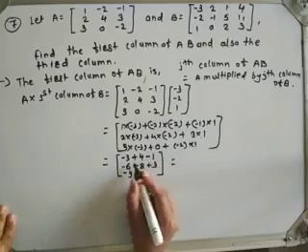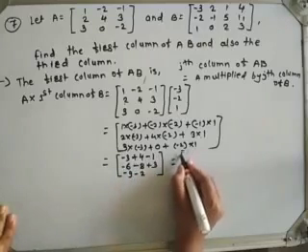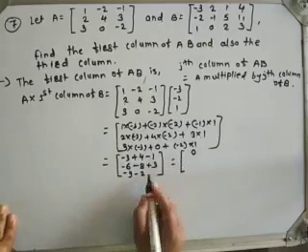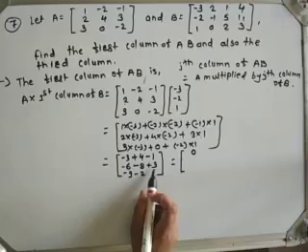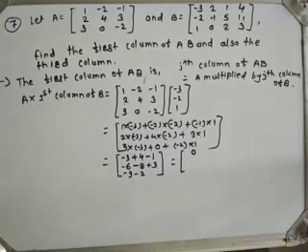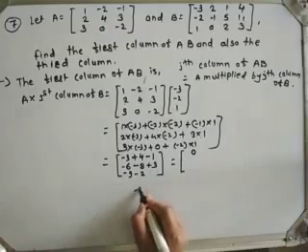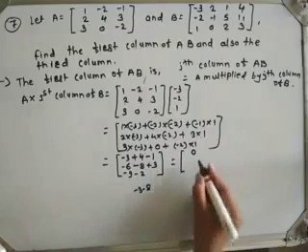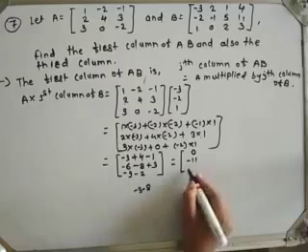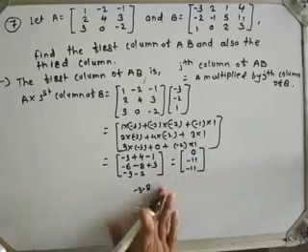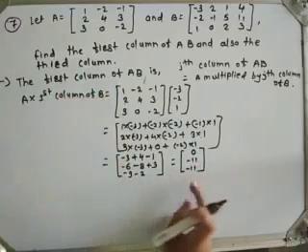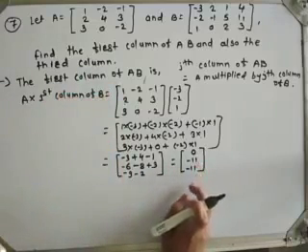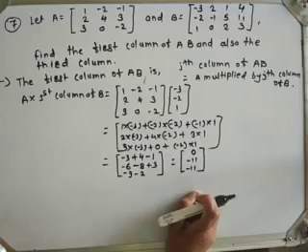Which is equal to -3, -1, -4. -4 plus 4 is 0. Then -6 plus 3 is -3, -8, which is equal to -11, and the last entry is -11. Therefore, the first column of AB is [0, -11, -11].